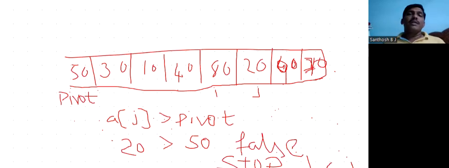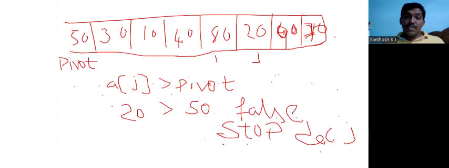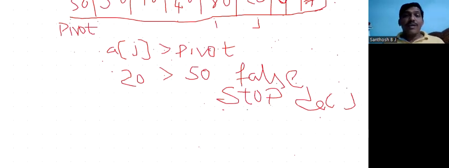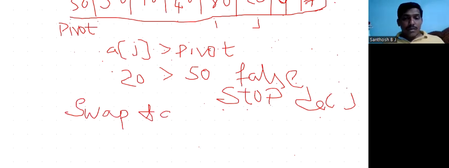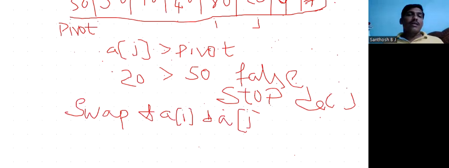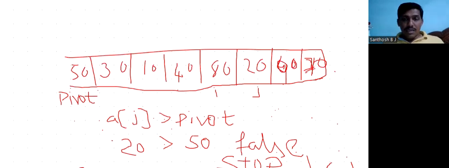So once again, you completed I and J. Comparing with I and comparing with J are also completed. So next, what is the important step? Swap A of I and A of J. After comparing A of I and comparing A of J, what is the next step? Swap A of I and A of J. Swap the values of A of I and A of J. If you swap A of I and A of J, it means 80 comes to this place, and this 20 comes to the I place.